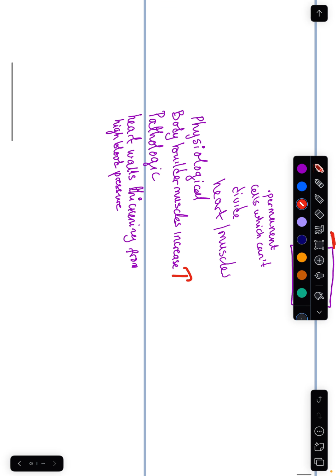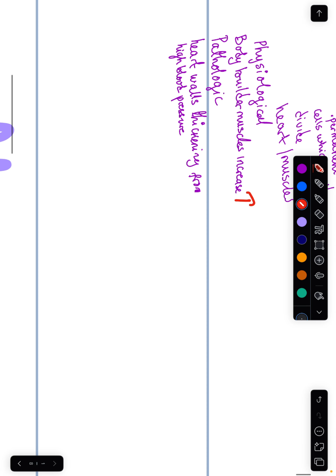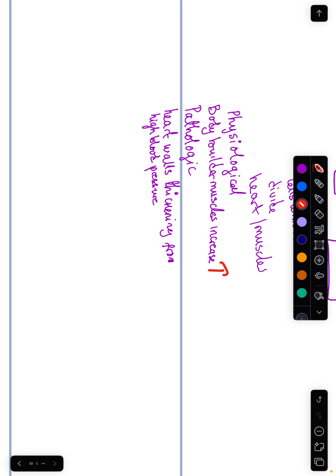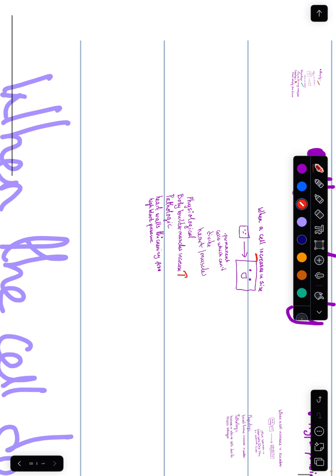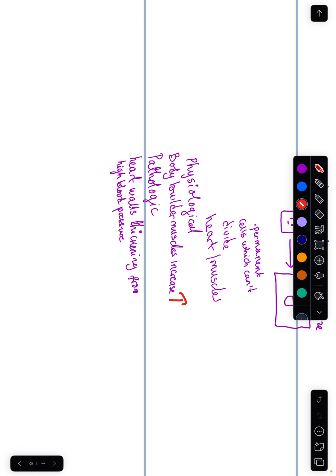And a pathologic response would be when somebody has high blood pressure, right? They're pushing a lot of blood out of their heart, at a faster rate because it's just a lot of blood. So your heart walls are going to get thicker as a result of this. And one thing I do want to mention is that pathologic and physiologic responses are not mutually exclusive. This basically means they're not separate. Something can start off as a physiological response and eventually become pathological.